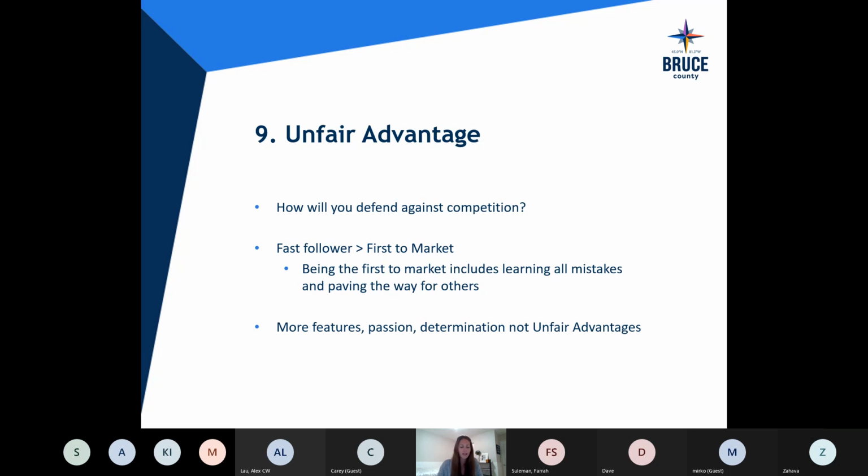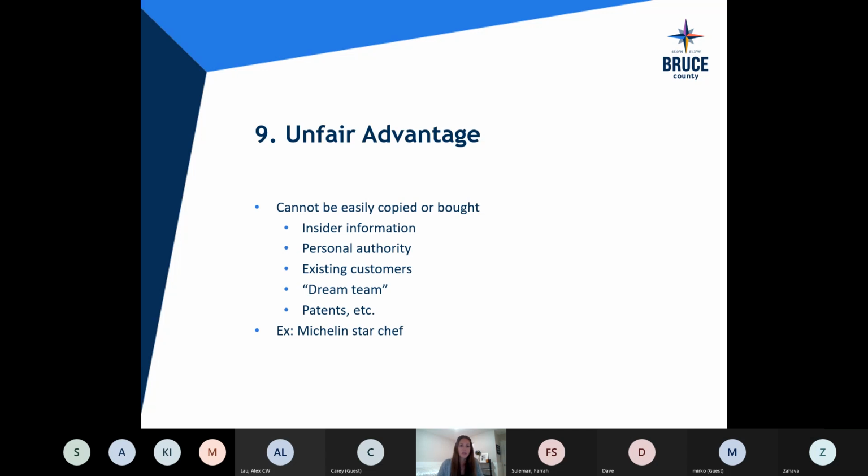You can't buy this. If it's not patented, you want to think about what you do that your competition isn't doing, something that takes you so far away and makes you really, again, have that unfair advantage. So some examples are insider information, personal authority, existing customers, the dream team, patents, as I mentioned.